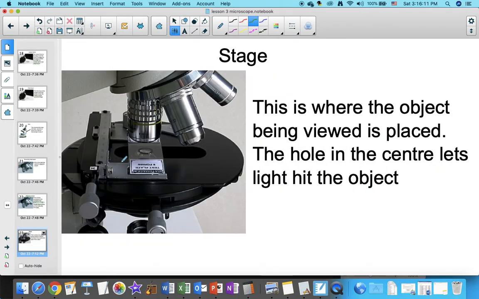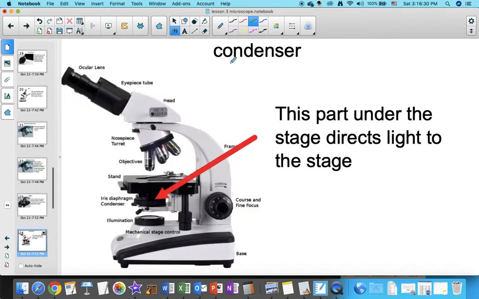The stage, well, like in a play, the stage is where you put what you're looking at. So the object being viewed is placed on the stage, right? There's a hole in the center of the stage where light hits the object. The condenser. This is the part under the stage, and it directs light to the stage. So light will be coming into the microscope, and the condenser focuses the light under the stage so that it goes through the hole.